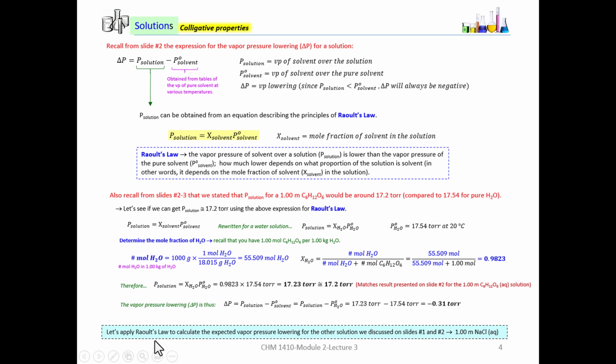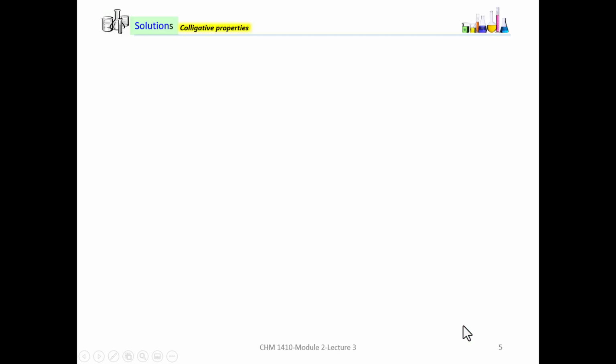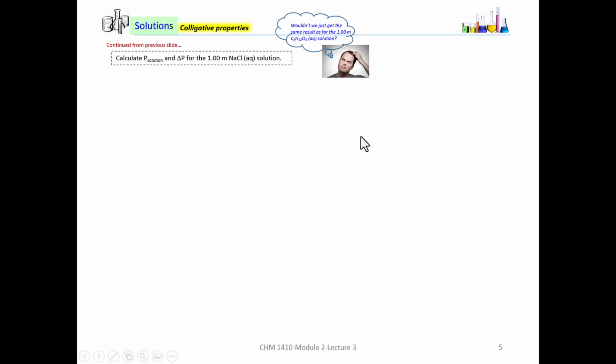Now let's apply Raoult's law to calculate the expected vapor pressure lowering for the other solution we discussed, the 1 mol solution of sodium chloride. So you might ask, wouldn't we just get the same result for the 1 mol solution of sodium chloride as we did for the glucose? Yeah, but let's do the calculation anyway.